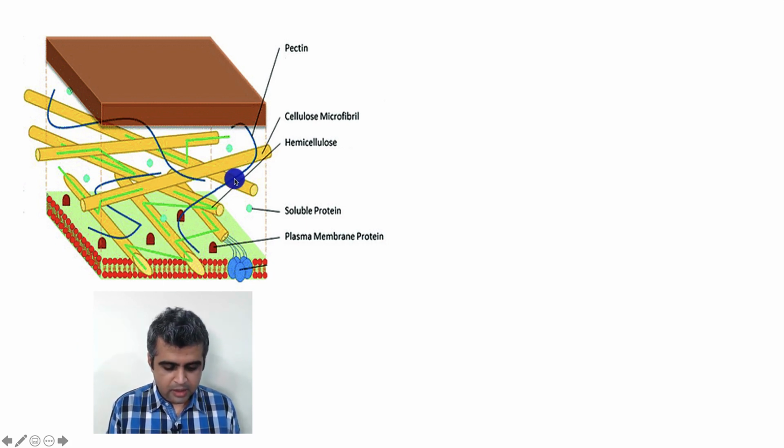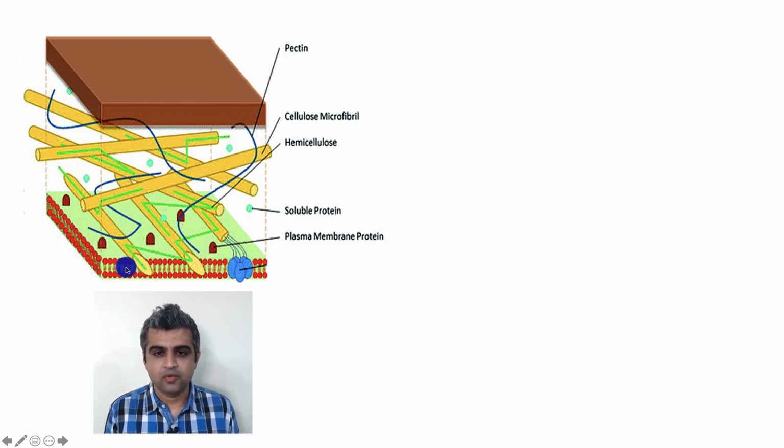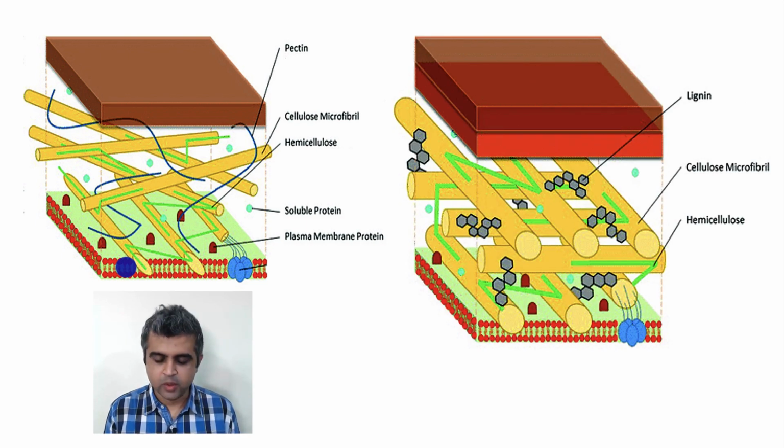Now, as the cell grows, this will be pushed towards one side, and from this side, there will be deposition of more cellulose and more lignin and other such compounds. So this is what is going to happen. The cellulose fibers which were there will become thicker, and they are going to be joined by lignin, and there is going to be much less space or much less matrix within it.